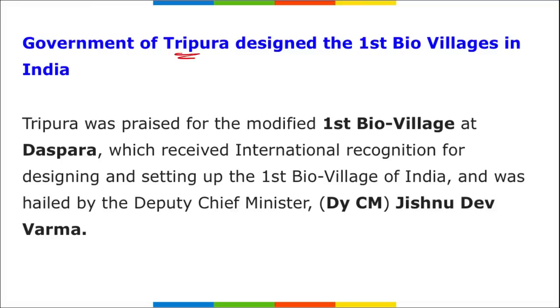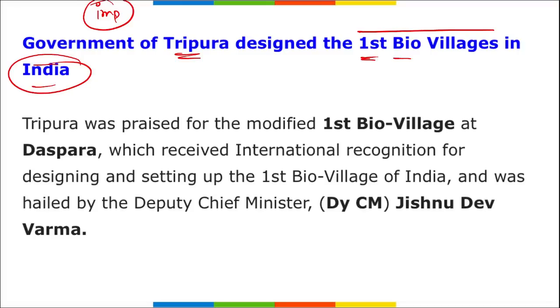Next is Government of Tripura has designed the first bio villages in India. Important. Question will be direct, that the first bio villages in India was developed by which state? It was Tripura that has designed the first bio villages in India. These bio villages have been implemented across 10 villages to modify the lifestyle and the livelihood of more than 1000 marginalized people for adoptive behavior of nature based technology, and that was promoted by the Directorate of Biotechnology.